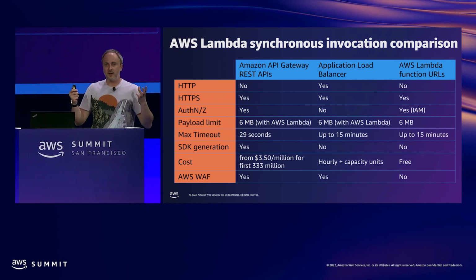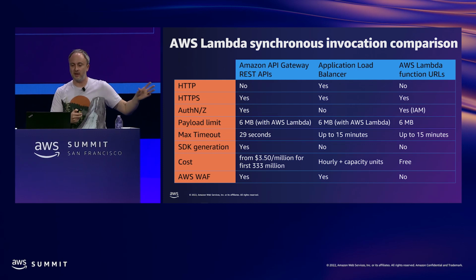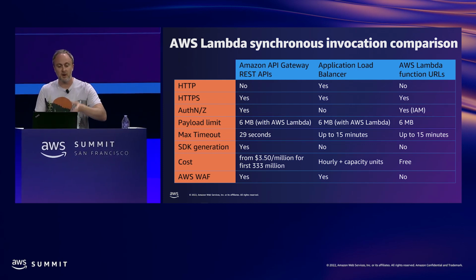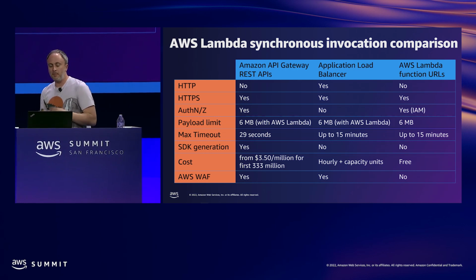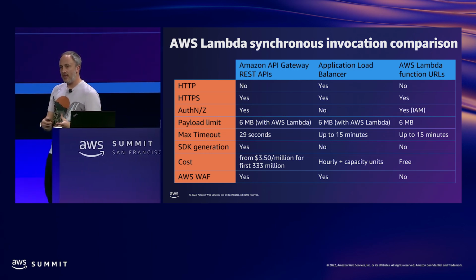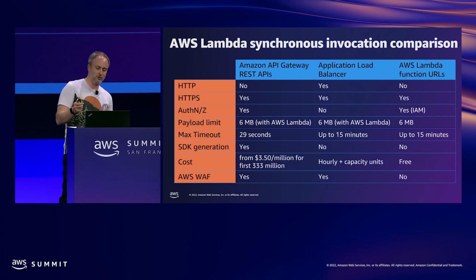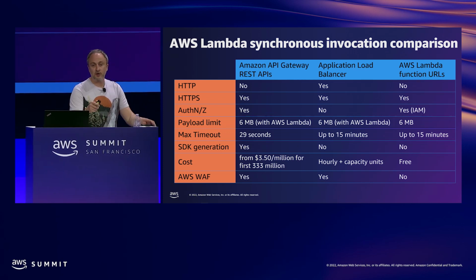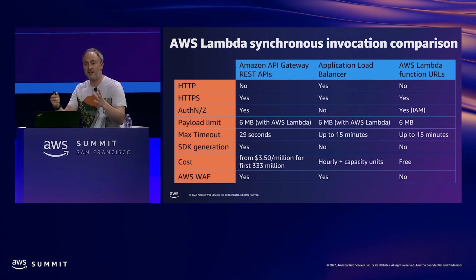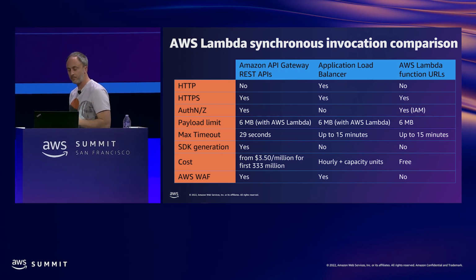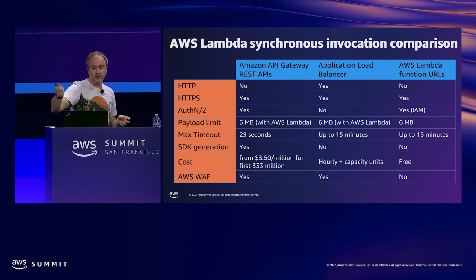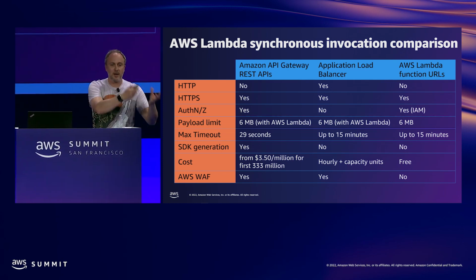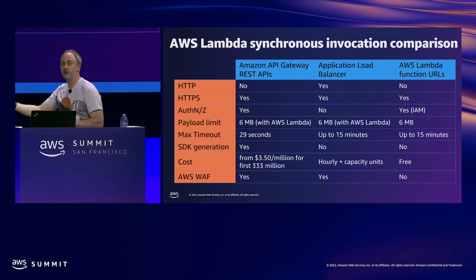The cost is the other huge differentiator here. So API Gateway costs $3.50 per million for the first 330 million. Application Load Balancer, you pay hourly plus capacity units, so maybe not strictly serverless in that sense. Function URLs, as I said before, is completely free to access your Lambda function. And then finally, API Gateway and Application Load Balancer work well and are compatible with AWS WAF, whereas Function URLs is not.